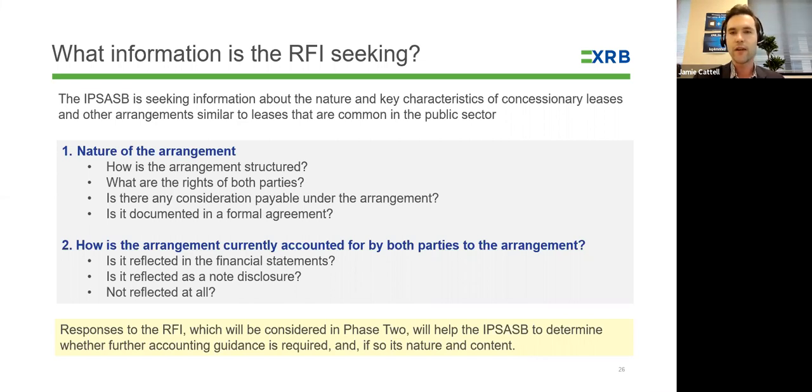And the other point then is, okay, well, if we know that, how is it that these arrangements are currently accounted for, both sides of that arrangement, for the lessee side or for the lessor side? Is it currently being reflected in the financial statements? Does it appear only as a note disclosure, or is it not actually being reflected at all? And there's no right answer here because it's just what is currently being done. So complete description of as much as you know about that would also be very helpful.